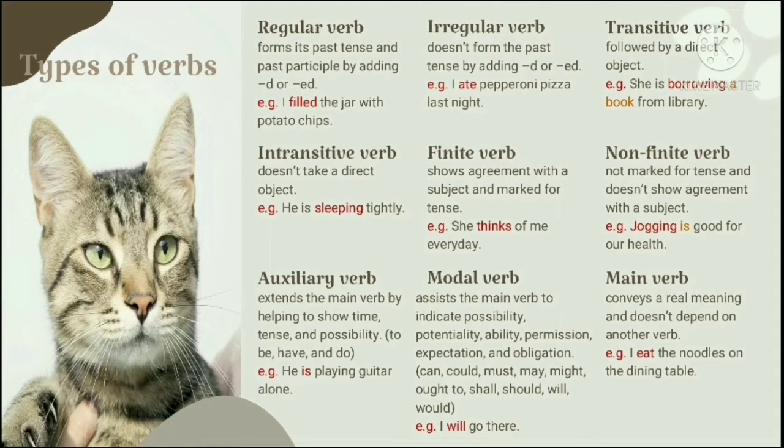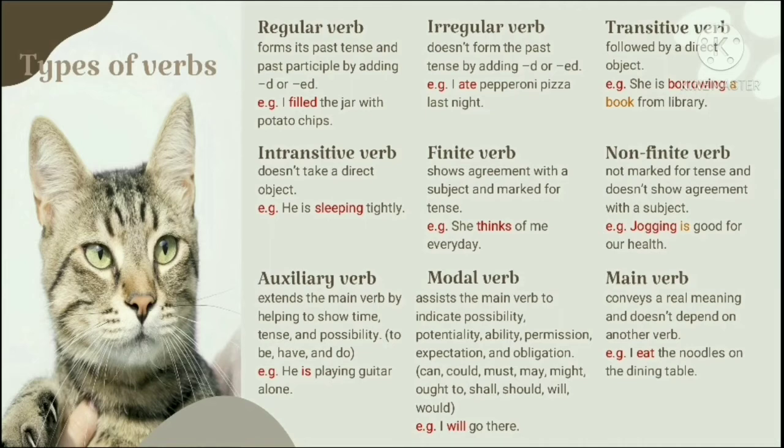Next is auxiliary verb, or you can call it helping verb. Auxiliary verb extends the main verb by helping to show time, tense, and possibility. The auxiliary verbs are to be verbs, have and do. For example, he is playing guitar alone. The word is here is the auxiliary verb.